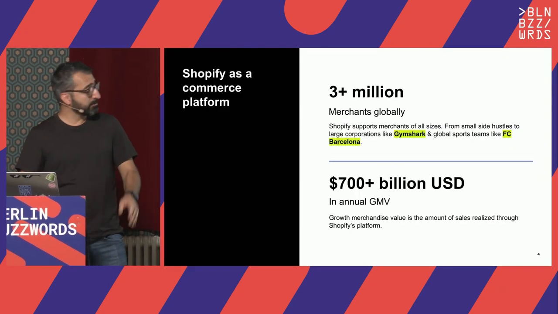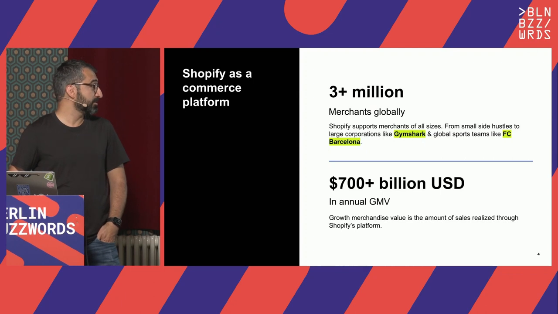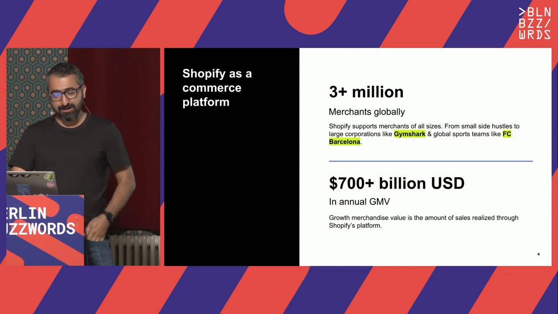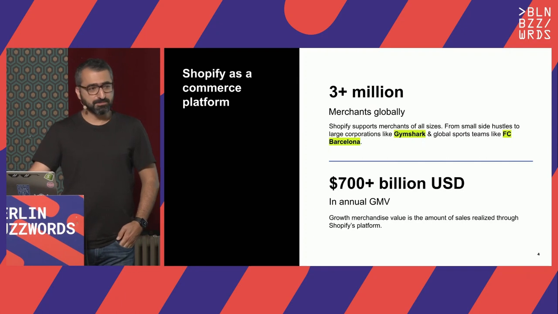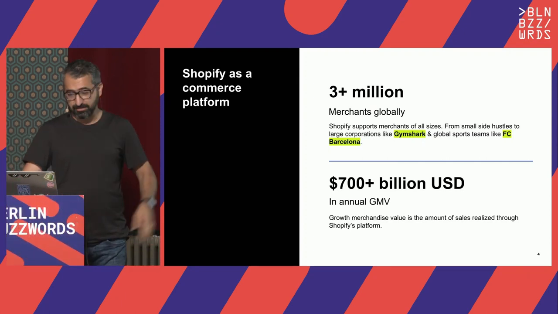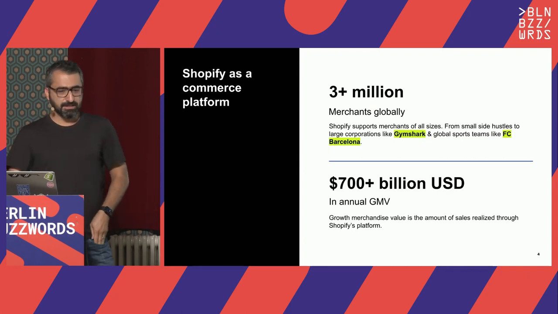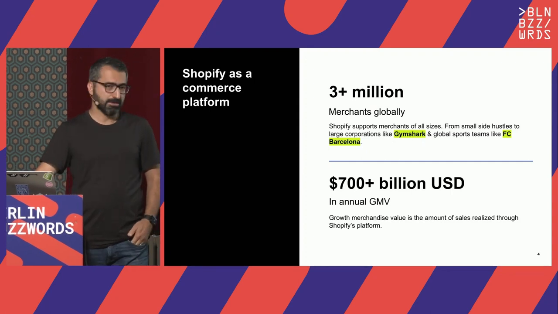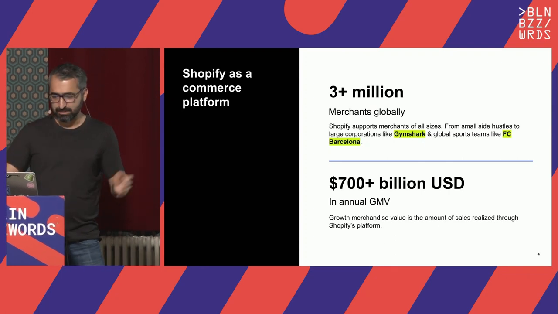We have about 3 million merchants today that sell products with us. They've sold over $700 billion in GMV. That's gross merchandise value. We have all sizes of businesses. My local coffee roaster is on Shopify. Also some big businesses that you may have heard of, Gymshark, FC Barcelona, they're also Shopify merchants. So we range in size and scale. One important distinction from other commerce platforms is that on Shopify, each merchant is distinct in their store. It's not a central marketplace.